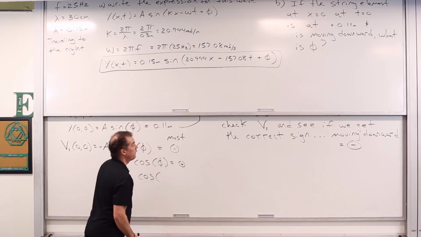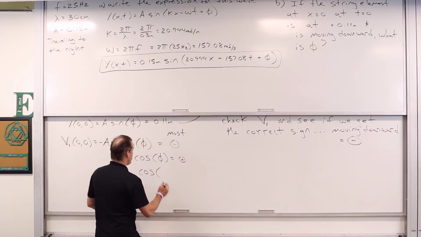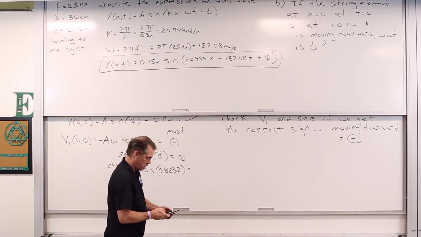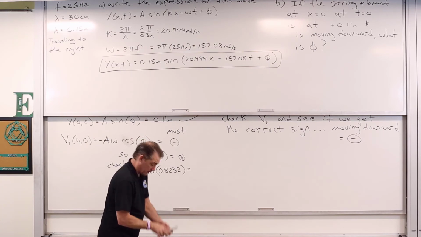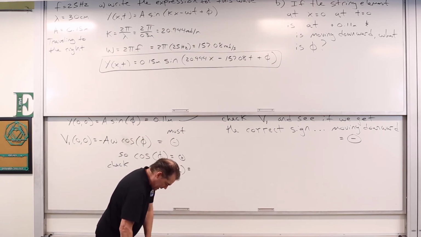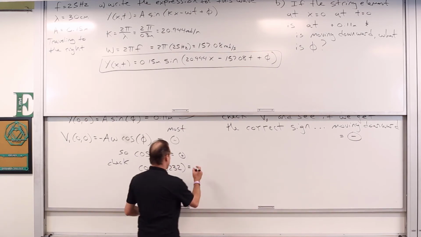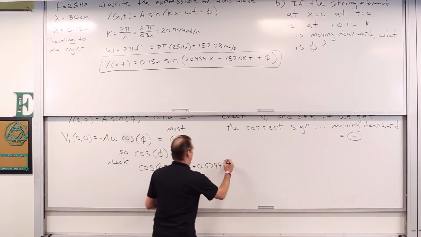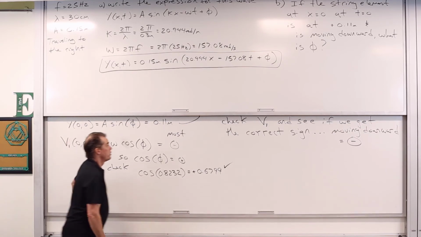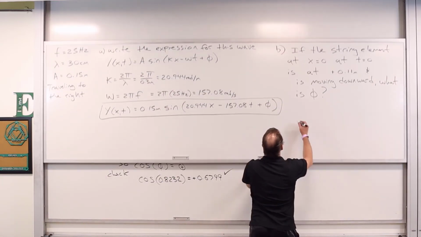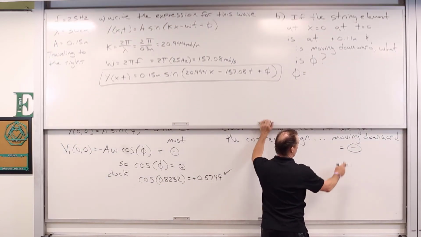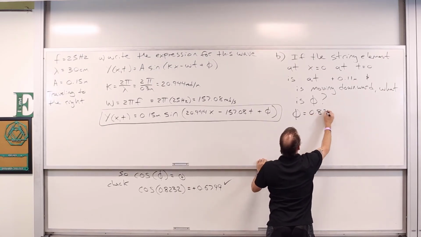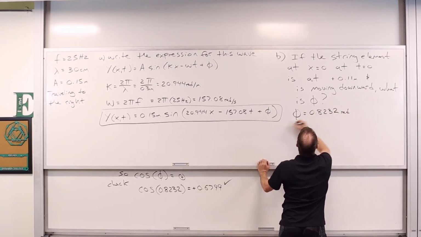The cosine of phi, well, we said that phi is 0.8232. The cosine of 0.8232 gives us plus 0.6799. Check. So for this initial condition, phi is indeed equal to 0.8232 radians.